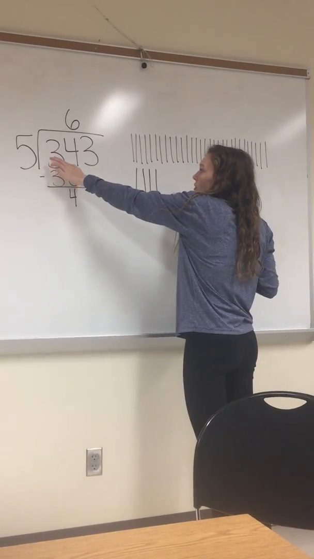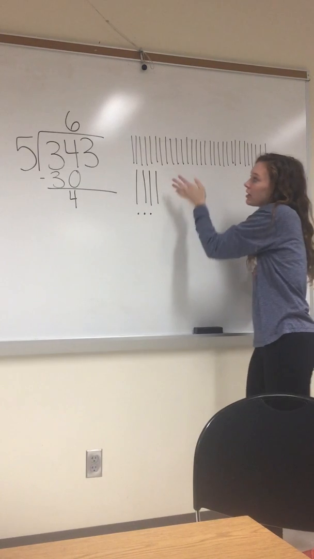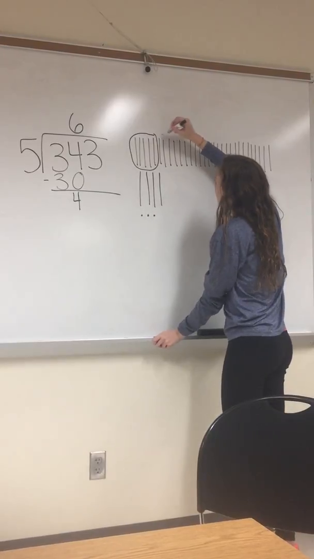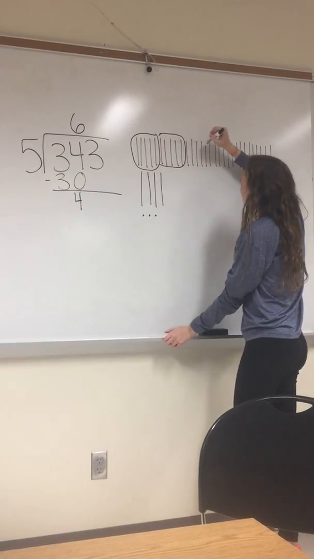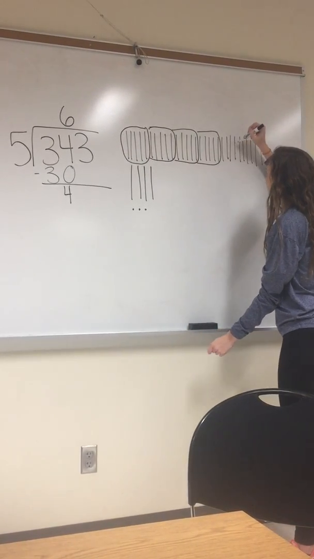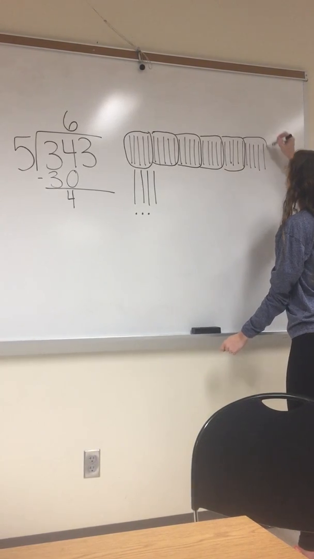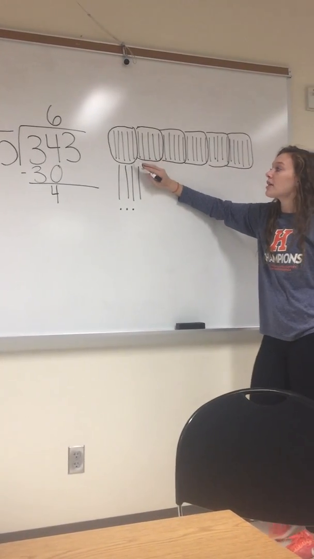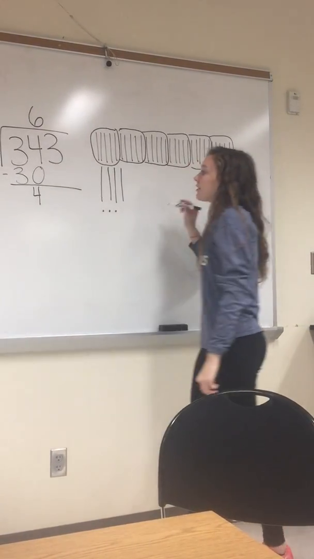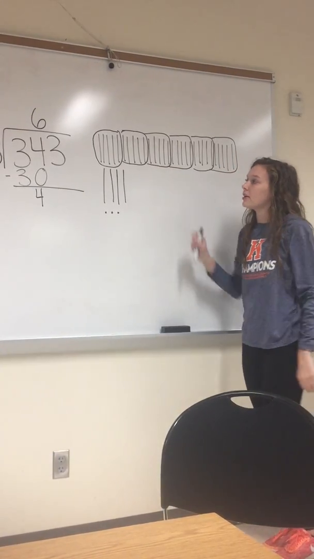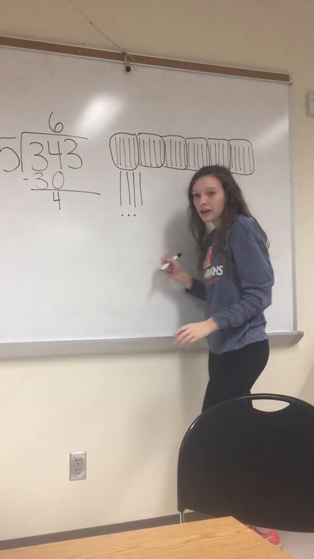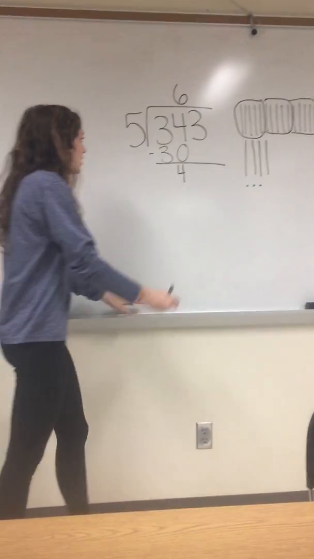So then we look, how many groups of 5 can we make out of this? So we can go 1, 2, 3, 4, 5, and then this is where we can see that you can get 1, 2, 3, 4, 5, 6 groups out of this, which represents the 6 there. And we have our 4 tens still remaining here, which represents this step saying that there are 4 tens or 40 left over.